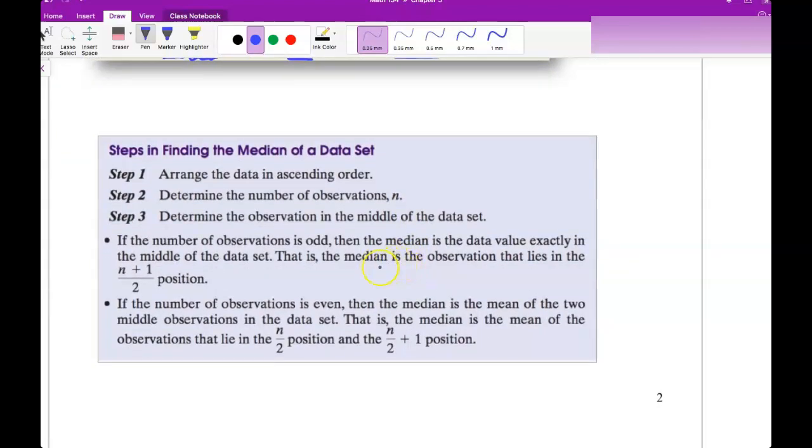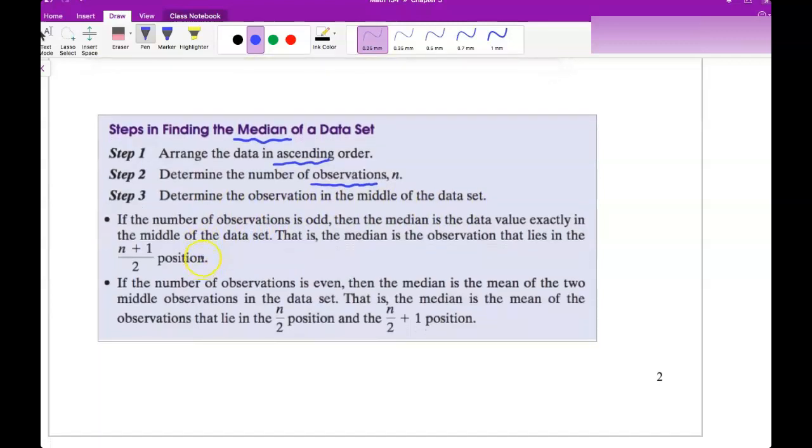Here we have steps to find median. First step is always arranging the data in ascending order. Second, determine the number of observations, so sample size or population size. Step 3, determine the observation in the middle of the data set, depending on how many numbers you have. If the number of observations is odd, for example, if you had 3 numbers, that is odd, then the median is the data value exactly in the middle of the data set.